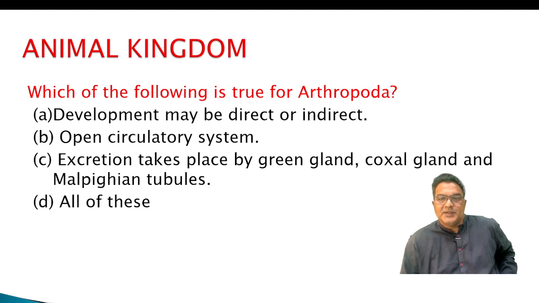Which of the following is true for Arthropoda? Development may be direct or indirect, open circulatory system, excretion takes place by green gland, coxal gland, and Malpighian tubule. They are asking characteristic features of Arthropoda, and all are characteristic features of phylum Arthropoda.